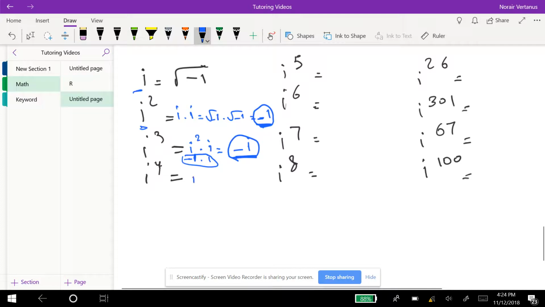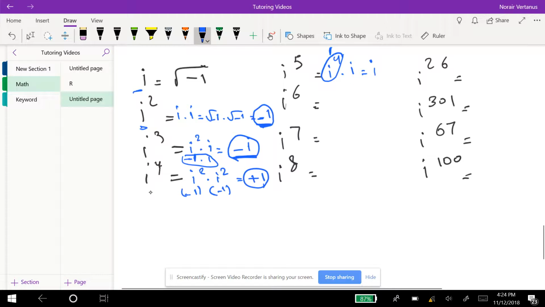And then i to the fourth is i squared times i squared. That's just -1 times -1, which is equal to +1. So i to the fourth is +1. And if you follow this pattern, you see that i to the fifth is going to be i to the fourth times i to the first power. Any multiple of 4 is 1, and then that's just going to be i. i to the fifth is i.